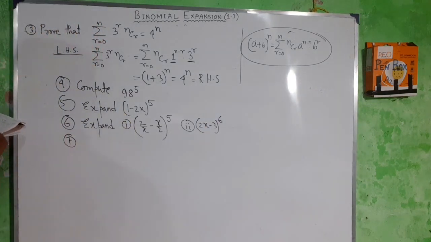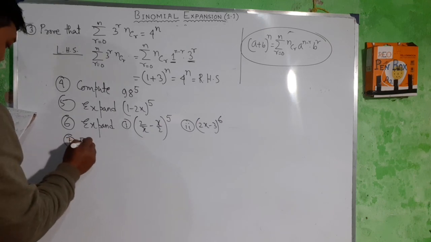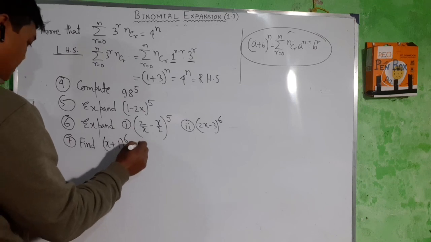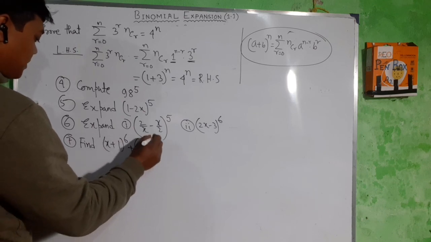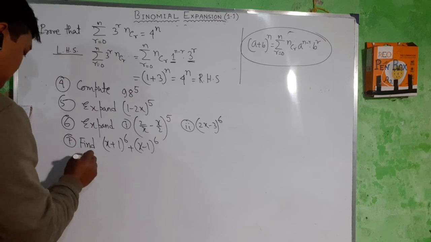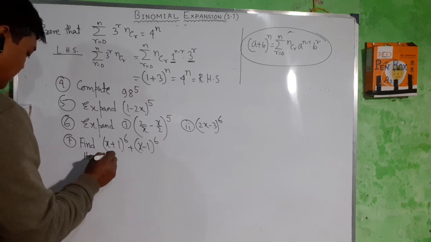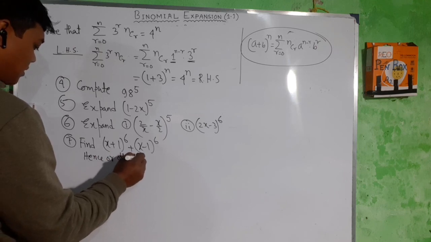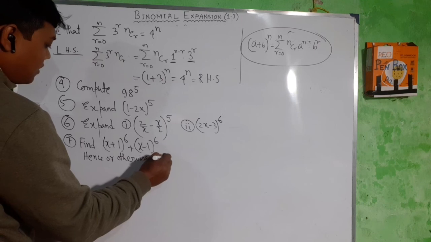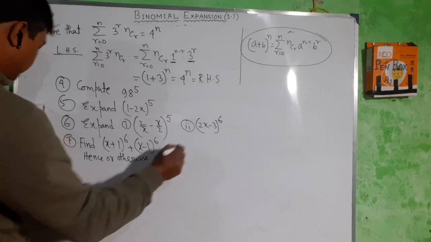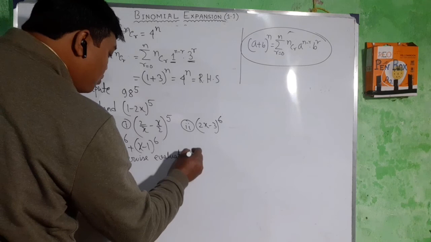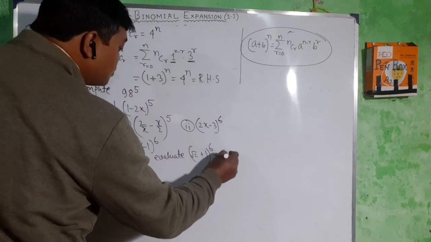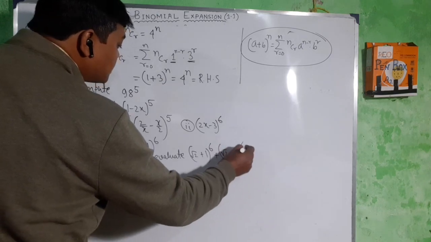Find (x plus 1) whole to the power 6 plus (x minus 1) whole to the power 6, and hence or otherwise evaluate (root 2 plus 1) whole to the power 6 plus (root 2 minus 1) whole to the power 6.